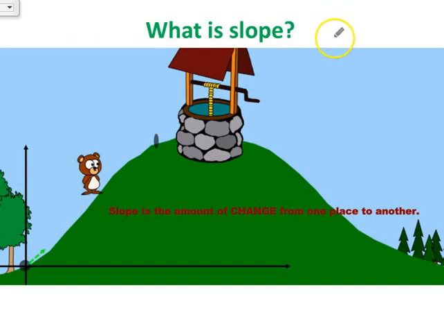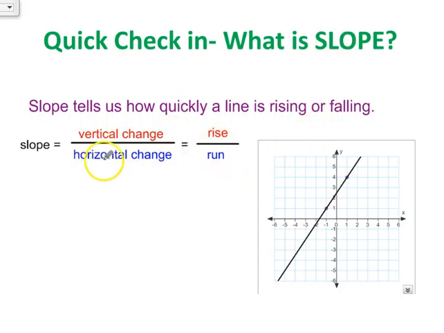All right, so let's review some ideas about slope that you're going to be applying this week. So remember, slope is the amount of change from one place to another. It's a good way to think about slope, the change from one place to another. And we can think of it as rise over run. We have talked about how slope tells us how quickly a line is rising. So if a line is rising, it's going to have positive slope. Or how quickly a line is falling, which would tell us that it has negative slope.